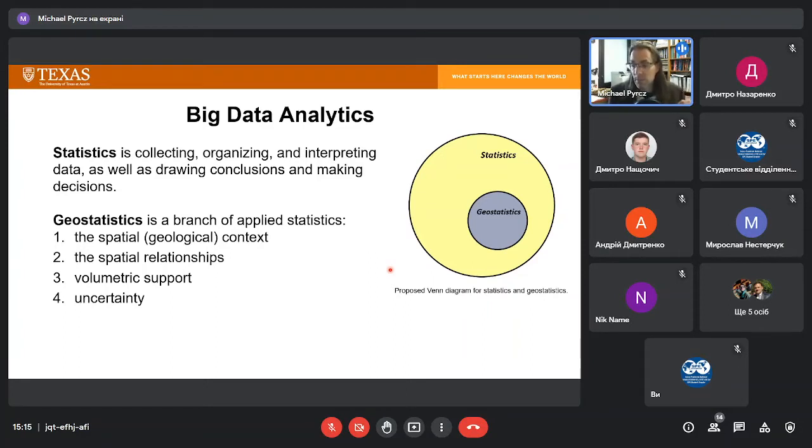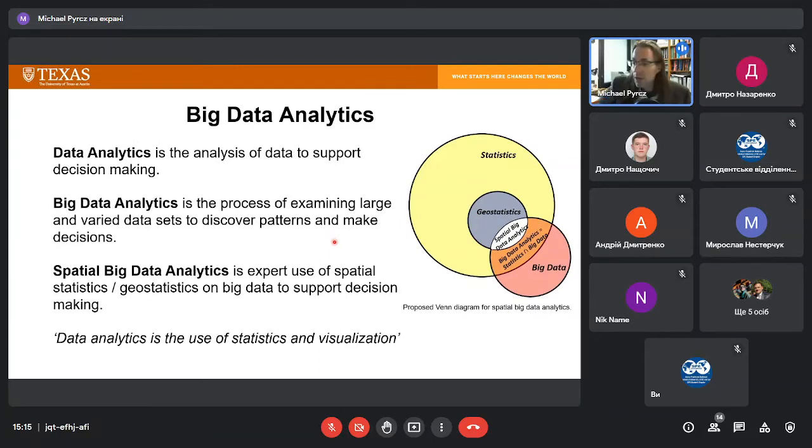To support decision making. Okay, if I drew a Venn diagram, it would look like that. Statistics. Then we have geostatistics, us in oil and gas. We have our own branch of statistics that deals with the spatial, subsurface, reservoir, geologic context, the spatial relationships like variograms, the volume support, the scale of all of our data, and the uncertainty in our data. Okay, so geostatistics is a branch of statistics.